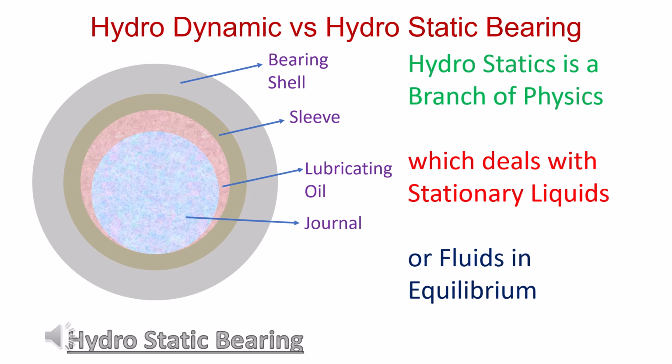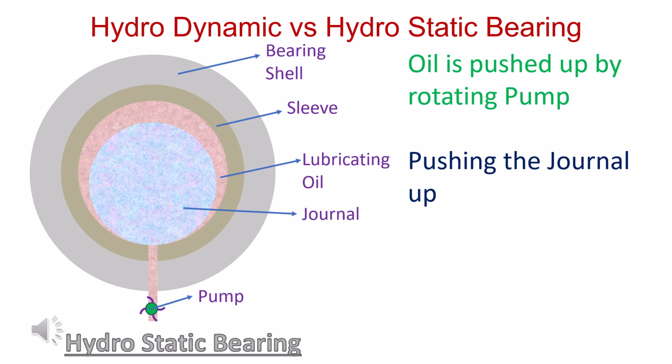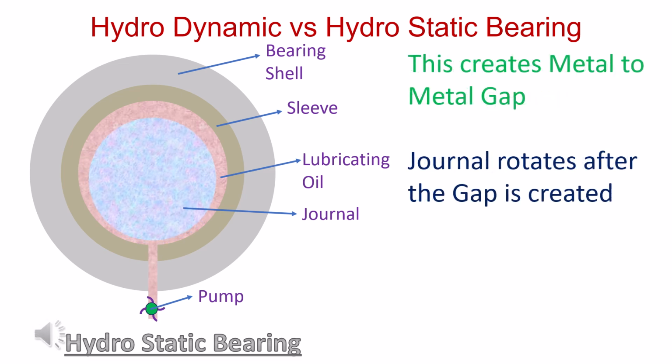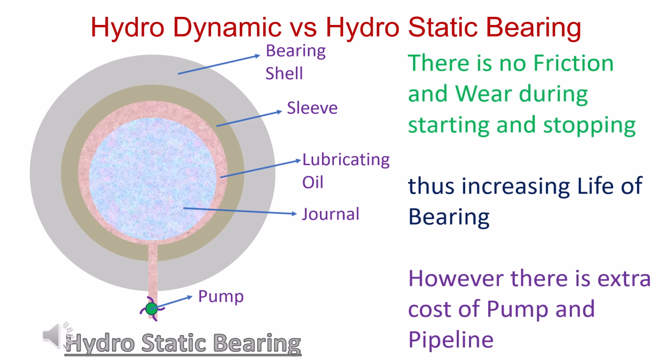Hydrostatics is a branch of physics which deals with stationary liquids or fluids in equilibrium. In hydrostatic bearing, oil is pushed up by a rotating pump, pushing the journal up. This creates a metal to metal gap. Journal rotates after the gap is created. There is no friction and wear during starting and stopping, thus increasing life of bearing. However, there is extra cost of pump and pipeline.